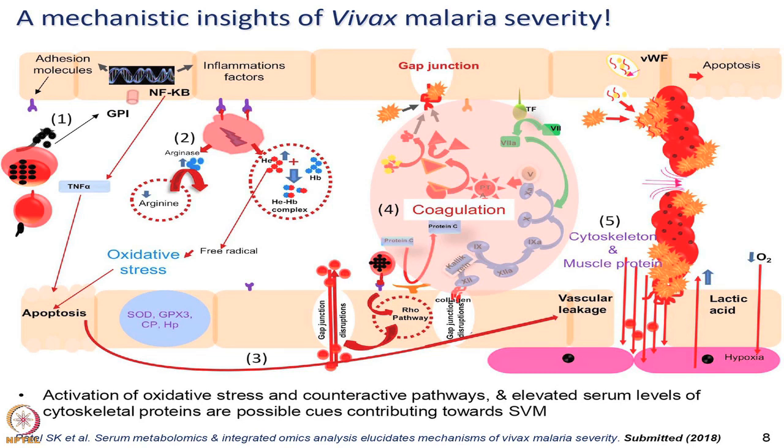So in this context, for the very first time we are able to put together various pieces and see in which way the various changes are happening, reflecting from the adhesion molecules to the inflammation factors, and how, with the change of various types of amino acids and the change in the haptoglobin level, they lead to oxidative stress or apoptosis, followed by influencing the vascular leakage and coagulation pathways, which is eventually causing a variety of severe infections which we can see. So the activation of oxidative stress as well as the cytoskeletal regulatory molecules could be one of the major mechanisms contributing toward severe vivax malaria.